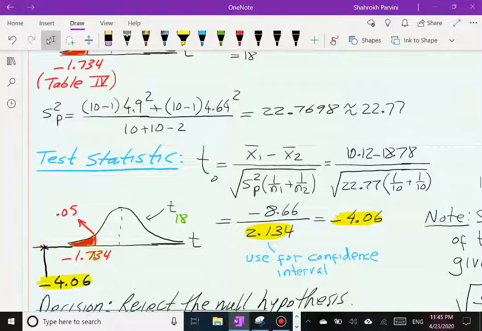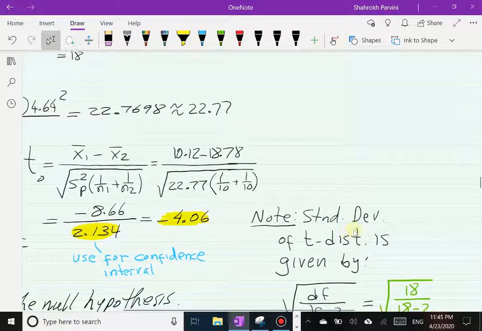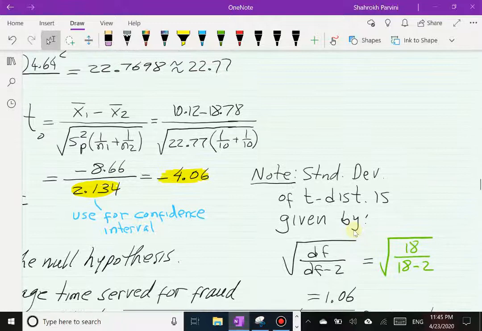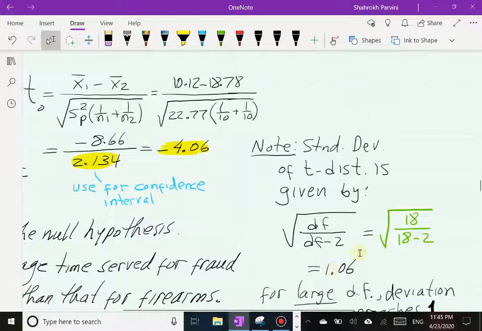Now, this negative 4, if this was a standard normal distribution like Z, would be about 4 deviations below, right? So how many deviations below is it for the t? I have a note here for those that are interested. The standard deviation of a t distribution is given by this formula: the square root of degrees of freedom over degrees of freedom minus 2. For this exercise, degrees of freedom was 18, divided by 18 minus 2, and the square root of that is 1.06.